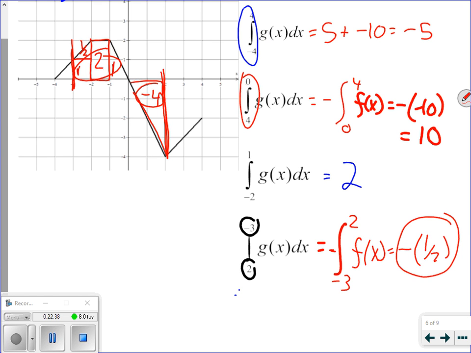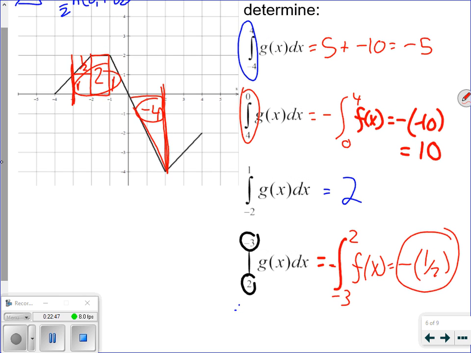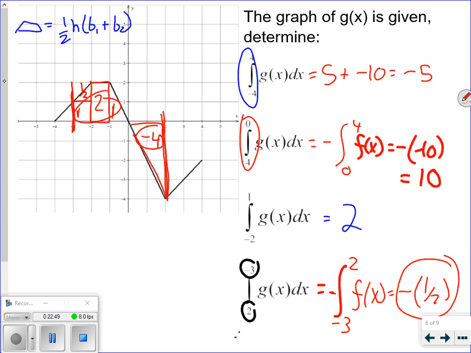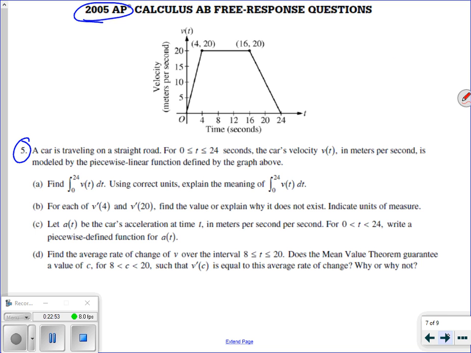Okay. All right, there you have it. So we refreshed ourselves a little bit on the area underneath the curve. Tomorrow I'll go over all this stuff again, but really tomorrow I'm going to do just one slide that we didn't get to, and that's this 2005 AP free response.